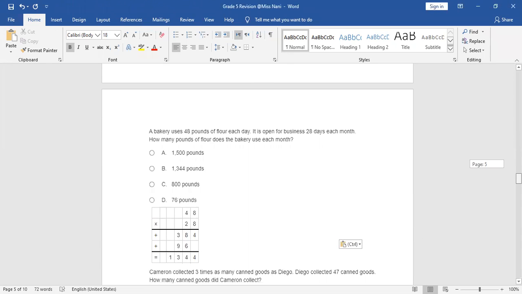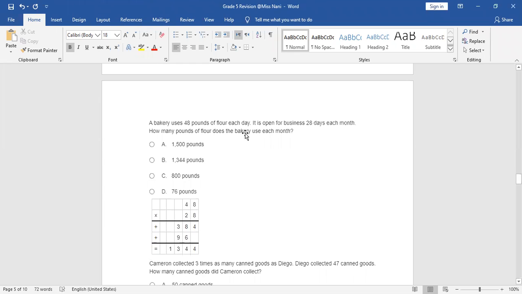Okay, a bakery uses 48 pounds of flour each day. It's open for business 28 days each month. How many pounds of flour does the bakery use each month? It will be 1,344, which is 48 multiplied by 28. We first multiply, we cross out the 2, then we cross out the 8, and we get 1344. And let me share it with you in steps.